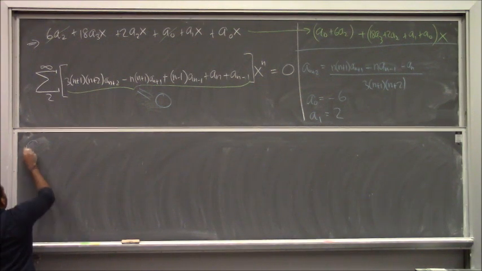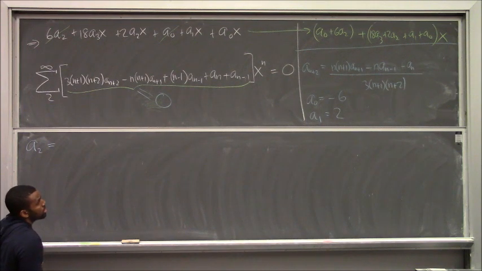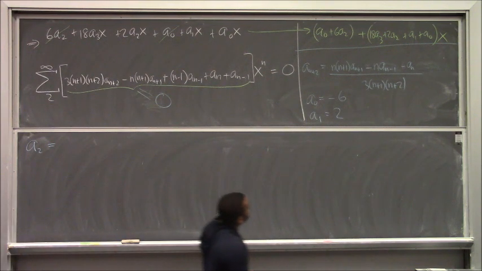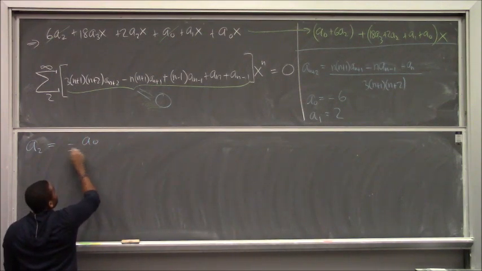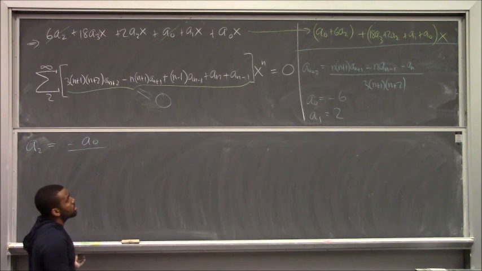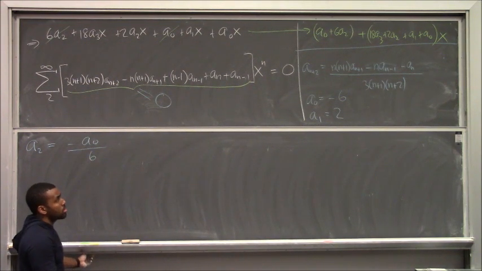So, how would I find A2? Plug in n equals 0. What would I get here? 0 minus a of n, a of 0, a of negative 1. So minus A0 over 6. No, wait, where's the? Is it zero over 8? It's over 1 times 2. Oh, yeah, it's over 6. Over 6. Yeah.